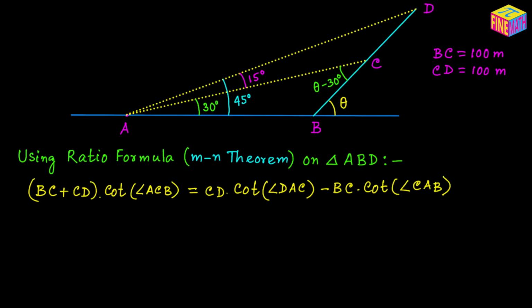Using the ratio formula, we can say that BC plus CD times cotangent of angle ACB will be equal to CD times cotangent of angle DAC minus BC times cotangent of angle CAB.